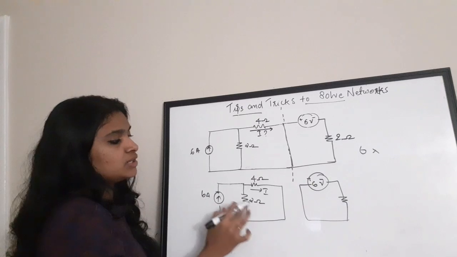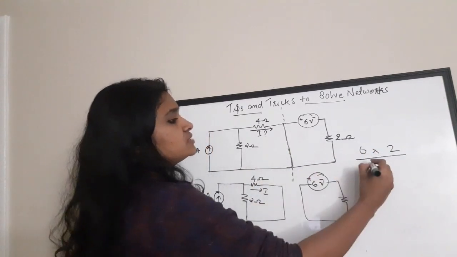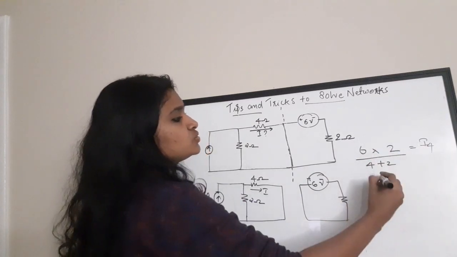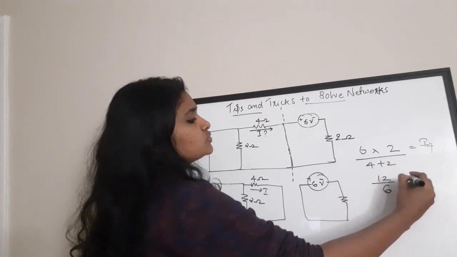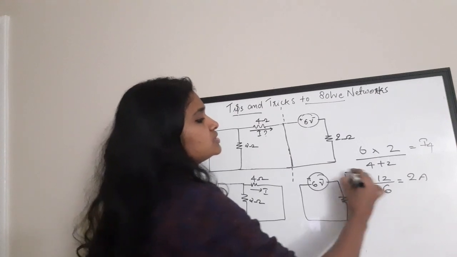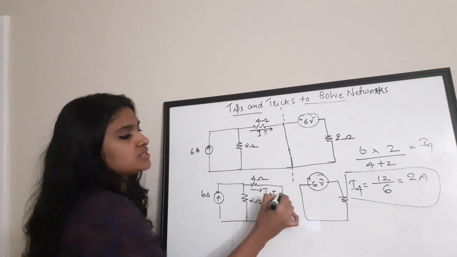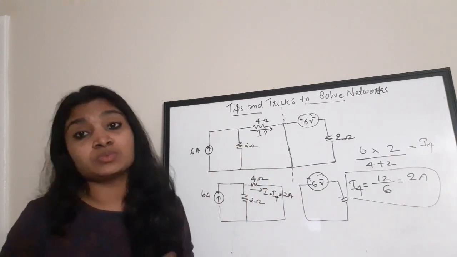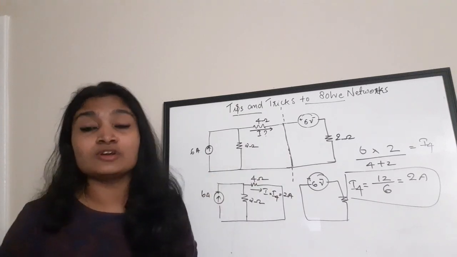So 6 ampere into the value of opposite resistance, which is 2, by the total resistance, 4 plus 2. That is your I4, right? So 6 into 2 is 12. 12 by 4 plus 2 is 6. So that is equal to 2 ampere, the value of your I4. So this is your I4, or I is equal to I4 is equal to 2 ampere is the value of current. Okay, so this is another concept which we can use for the solving of networks.